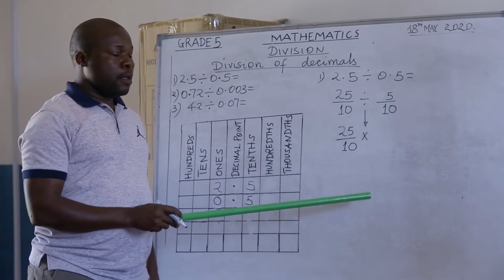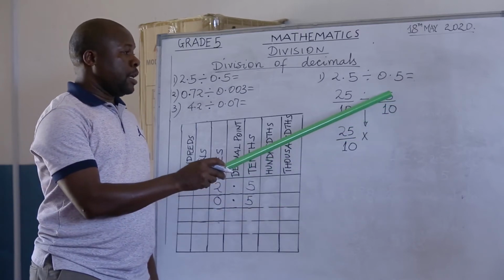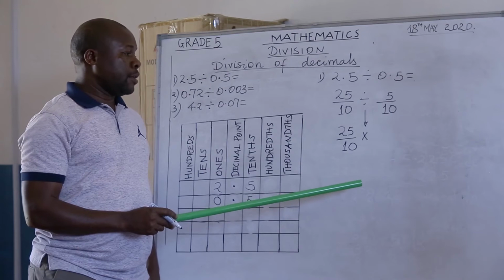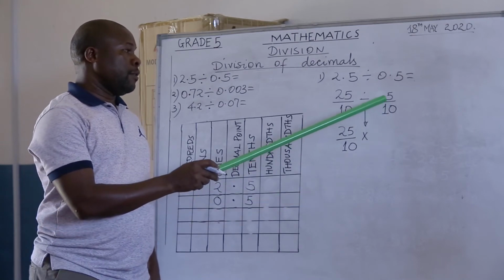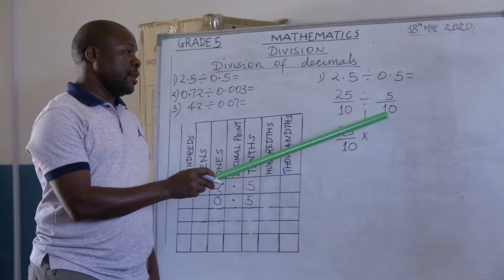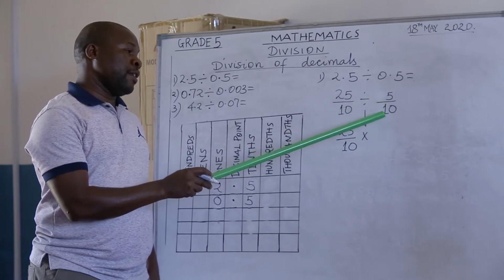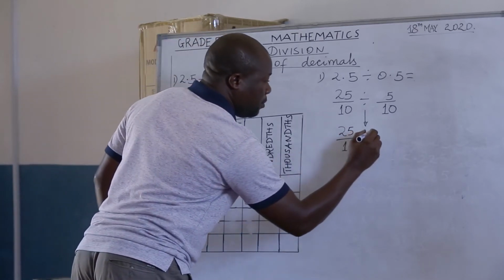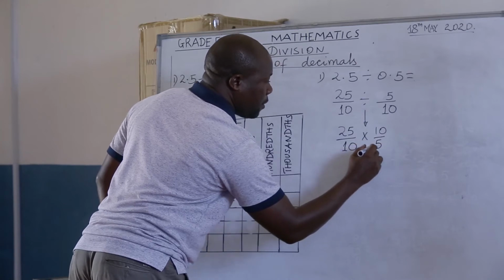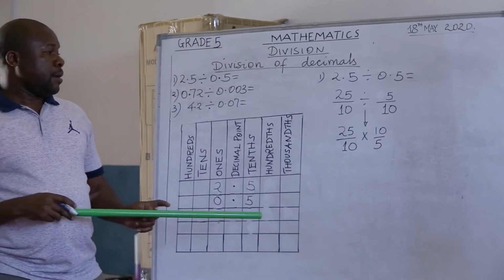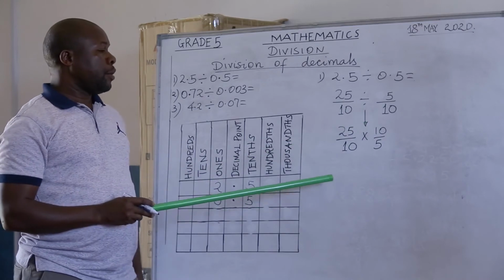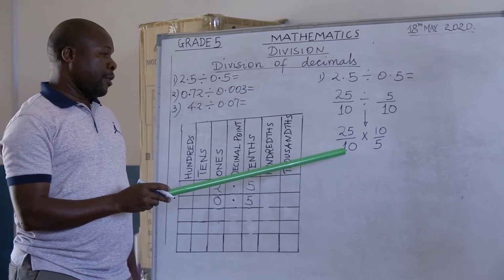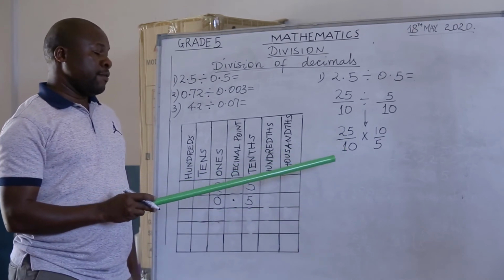That is to say, the denominator became the numerator while the numerator became the denominator. That is called reciprocating. We are going to find the reciprocal of 5 over 10. What will be the reciprocal of 5 over 10? It will be 10 over 5. Now, after we have reciprocated, we check whether there are common factors to simplify our fraction.